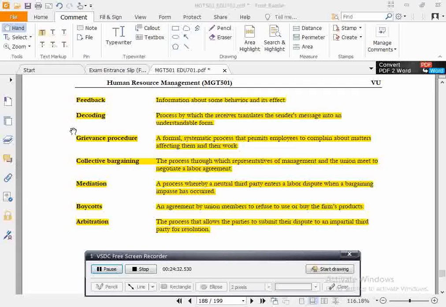Feedback: information about some behavior and its effect. Decoding: the process by which the receiver translates the sender's message into an understandable form.